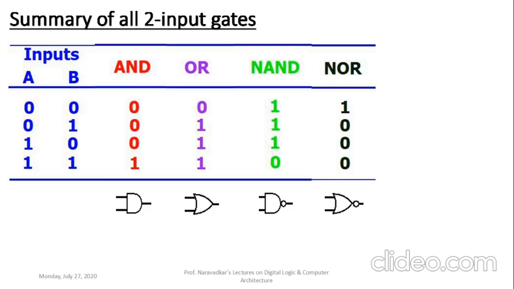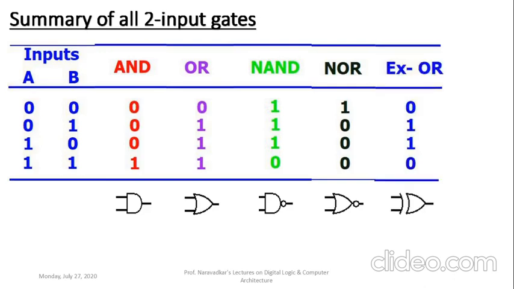Now next, the last two input gate which I have shown here is the XOR gate, exclusive OR gate. It is a special type of gate. Now in case of exclusive OR gate here, when the inputs are equal, then the output is 0. And whenever the inputs are unequal, different, then and only then the output of this XOR gate is equal to 1.